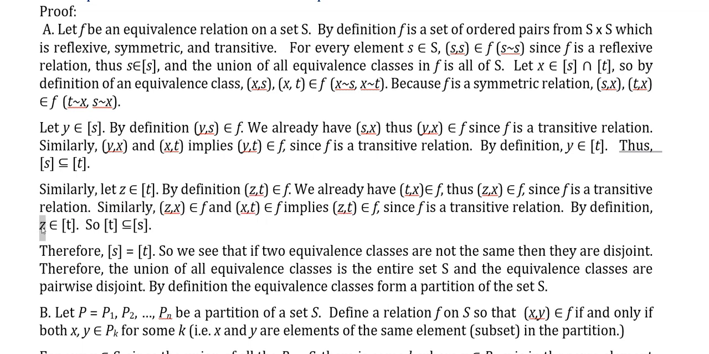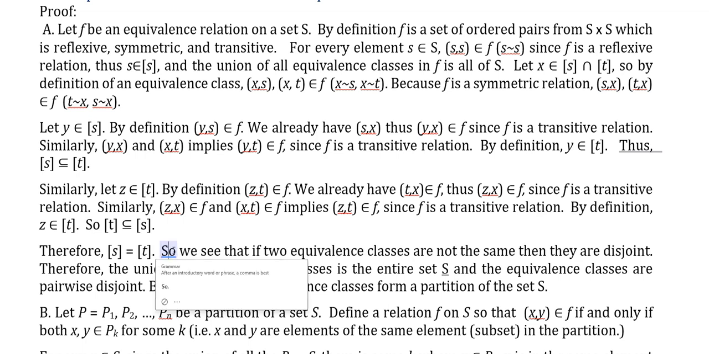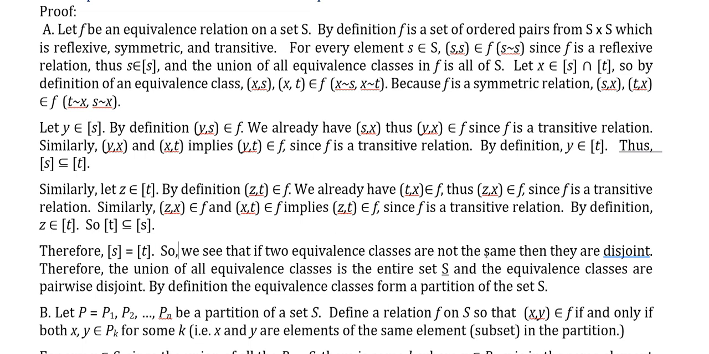Okay. Well, that means, since Z was an arbitrary element of T, the equivalence class of T, the equivalence class of T is a subset of the equivalence class of S. Well, now we have the subset going both directions. So that means S and T, those two equivalence classes, are the same. So we see that if two equivalence classes are not the same, then they have to be disjoint.